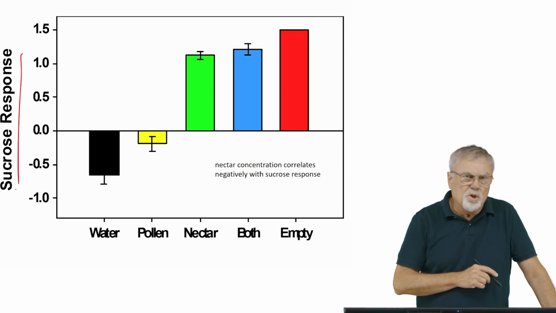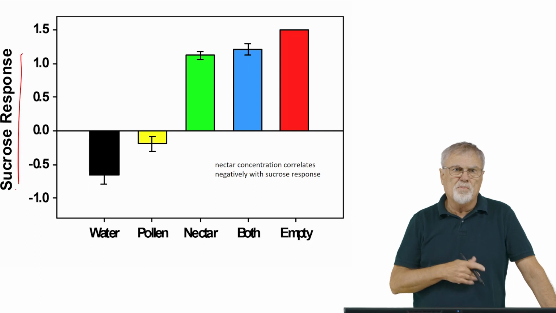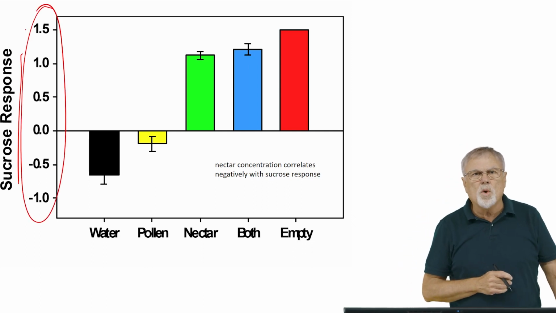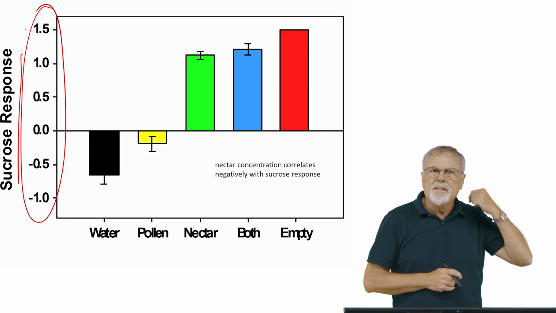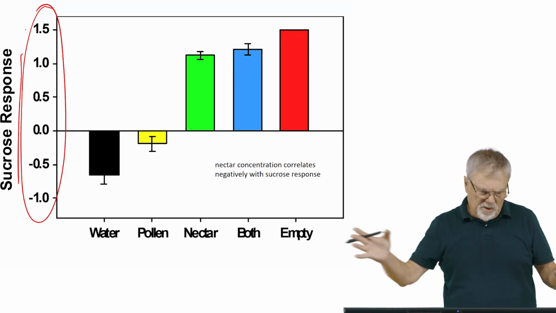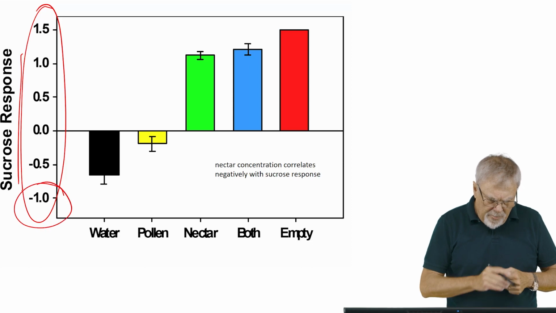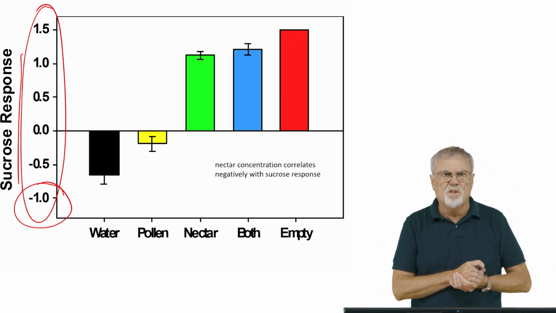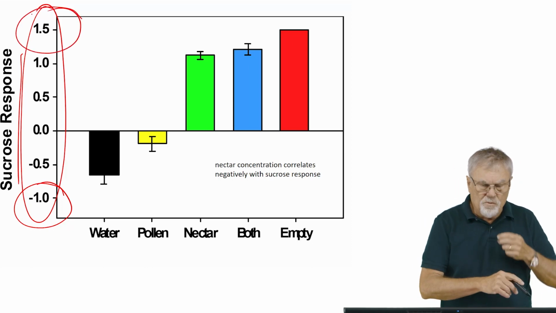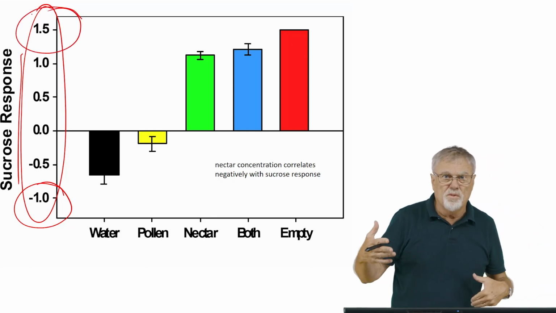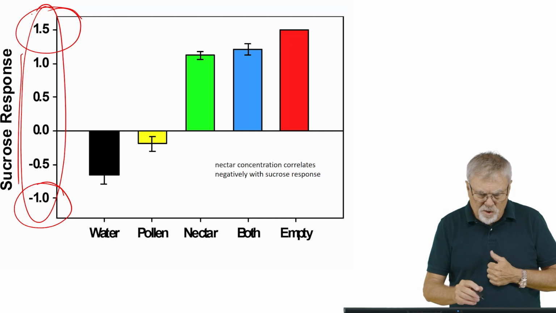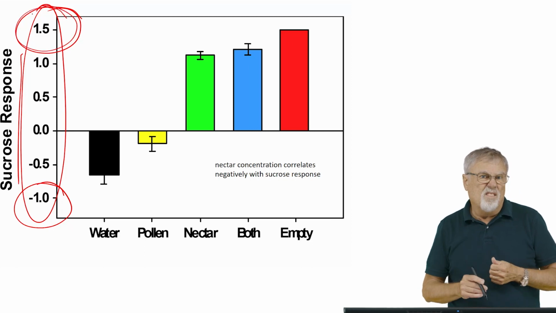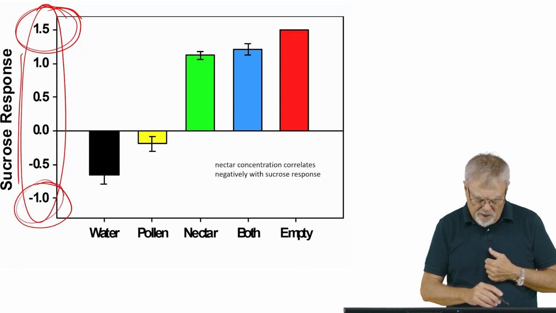Here we have the sucrose response. This is their response to sugar. These are the different concentrations of the sugar that we tested. I told you before it was a logarithmic series. So down here, -1 was the lowest concentration of sugar. 1.5 would be the highest concentration of sugar. So individuals that didn't respond till up here, they would be less responsive to sugar than these down here.